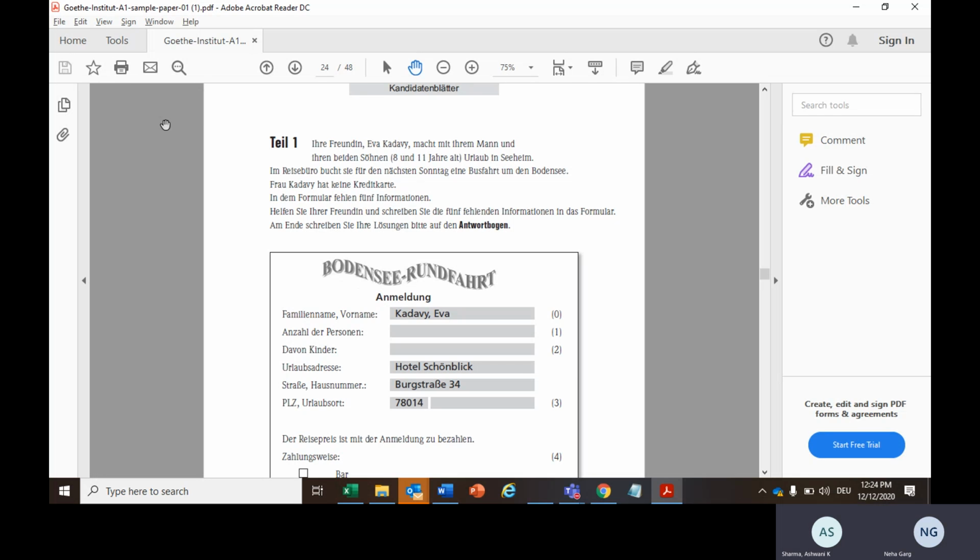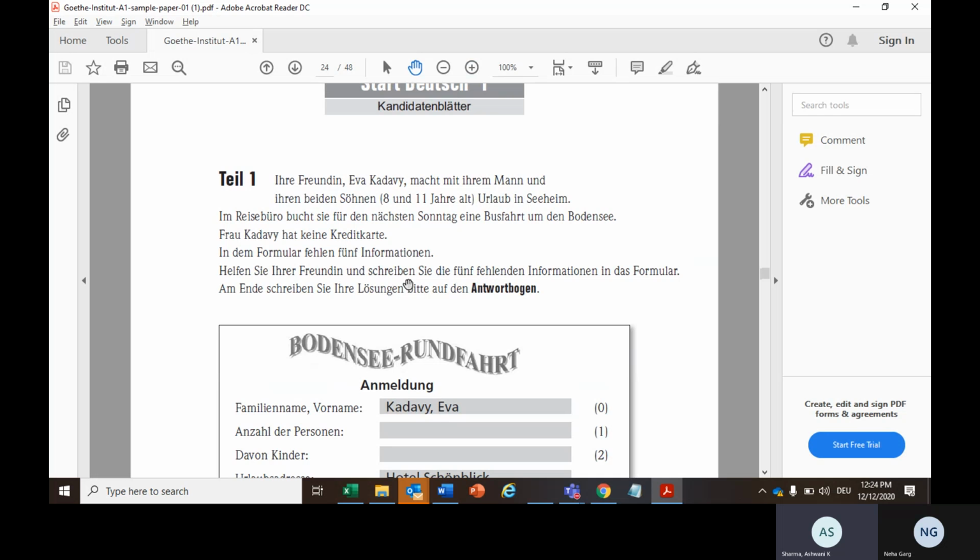Teil 1. Ihre Freundin Eva Kaduri macht mit ihren beiden Söhnen, 8 und 11 Jahre alt, Urlaub im Zihim. So, your friend means your girlfriend, right? Freundin does not always mean your girlfriend. I am a female. If I have a female friend, that will be Freundin. That does not mean she's a girlfriend. Okay. So read the complete sentence.